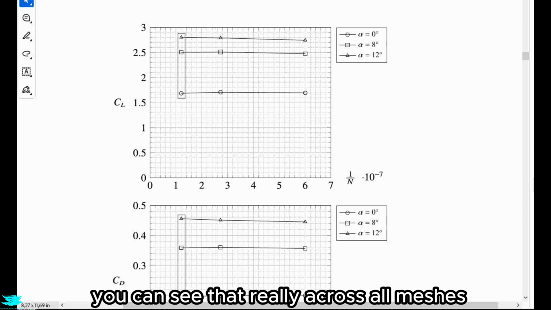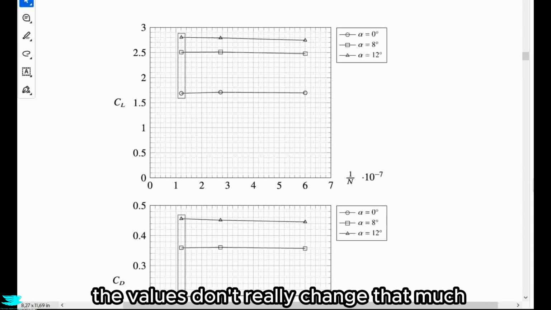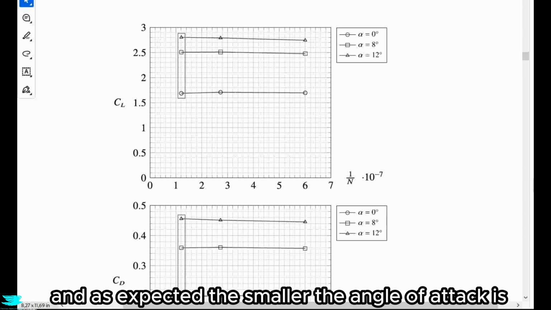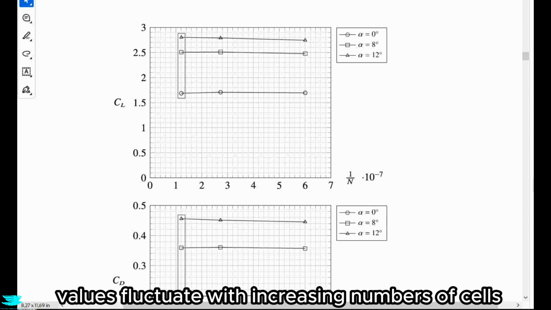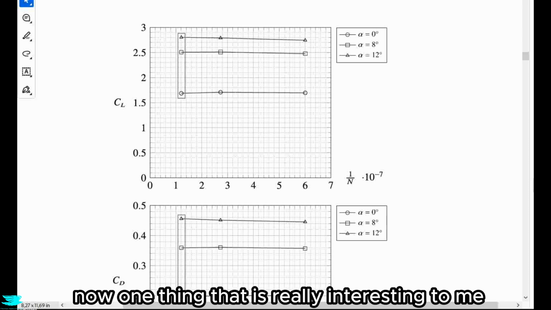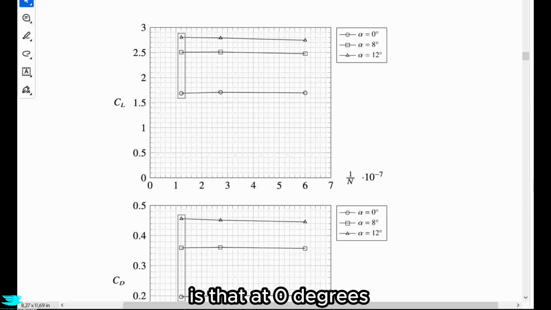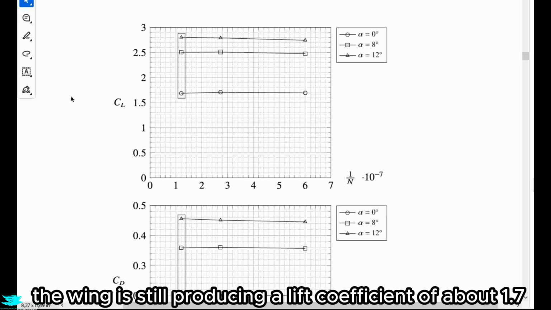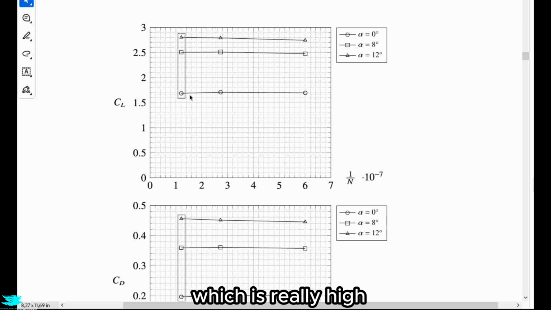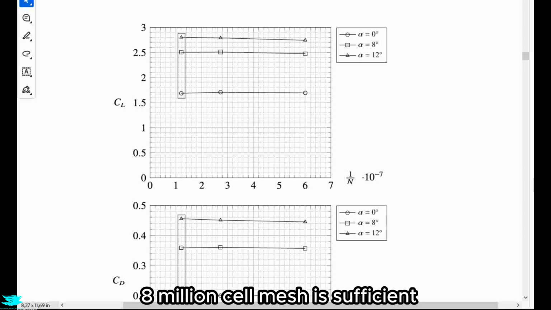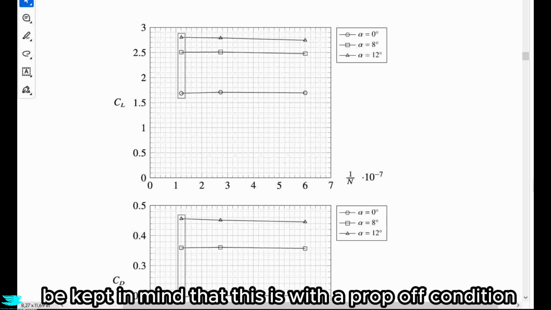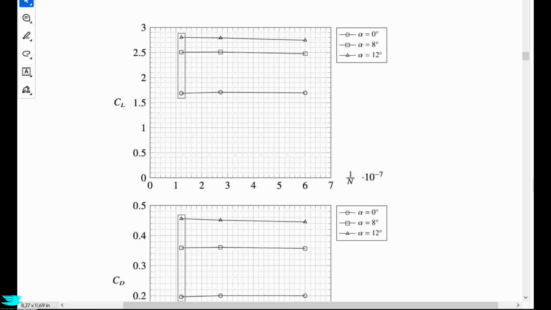You can see that really across all meshes, the values don't really change that much, and as expected, the smaller the angle of attack is, the less the values fluctuate with increasing numbers of cells. Now, one thing that is really interesting to me is that at 0 degrees, the wing is still producing a lift coefficient of about 1.7, which is really high. Anyway, from these values, the authors conclude that an 8 million cell mesh is sufficient, and it should again be kept in mind that this is with the prop off condition.